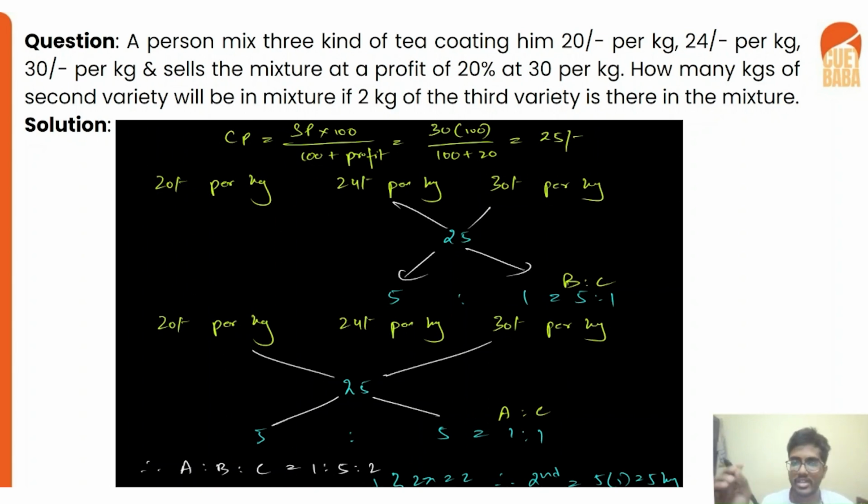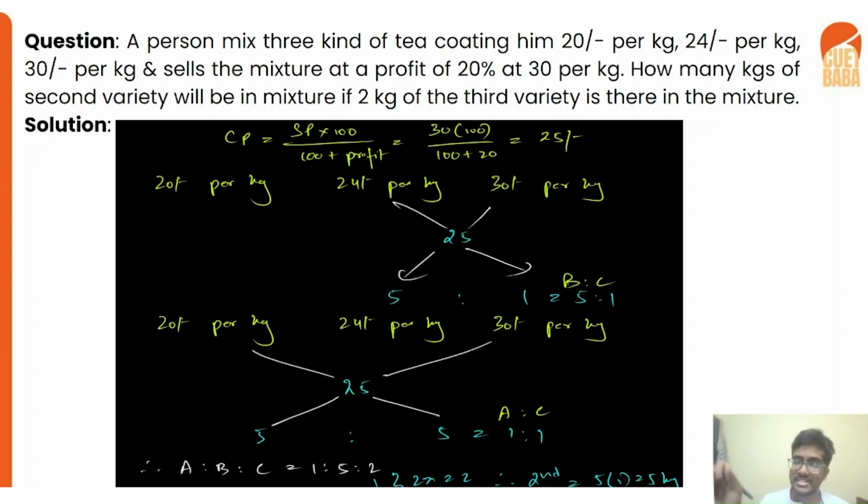Now insert 25 in the right place. Between 24 and 30 you can insert, you get the quantity of B is to C to be equal to 5:1, and you can put 25 in between 30 and 20, you get the value of A is to C to be equal to 1:1. So what is the common thing here? C. So add C here. You get 1:5:2 as the final A is to B is to C ratio. But what is the question they're asking? How many kgs of second variety will be there in the mixture if 2 kgs of third variety is there? So what is the final ratio? We have got 1:5:2, that is the final ratio, and we have the third quantity, that is C value, to be equal to 2.